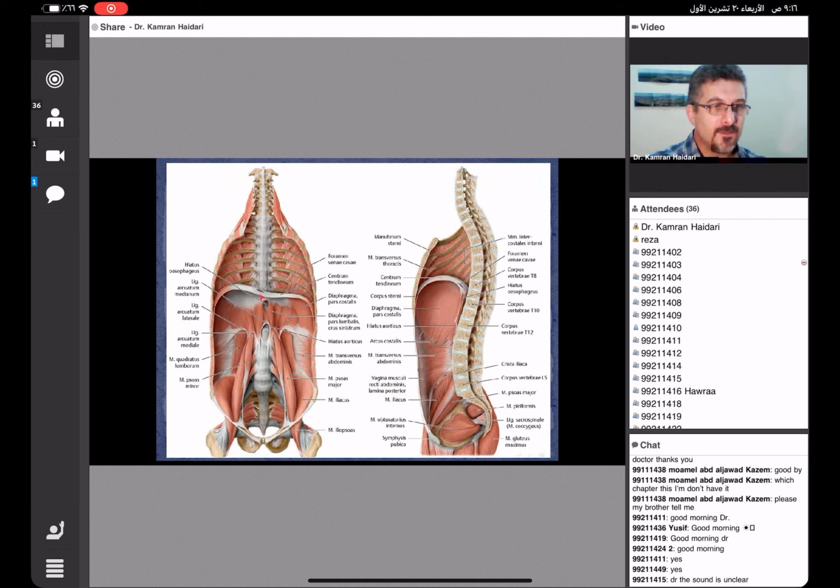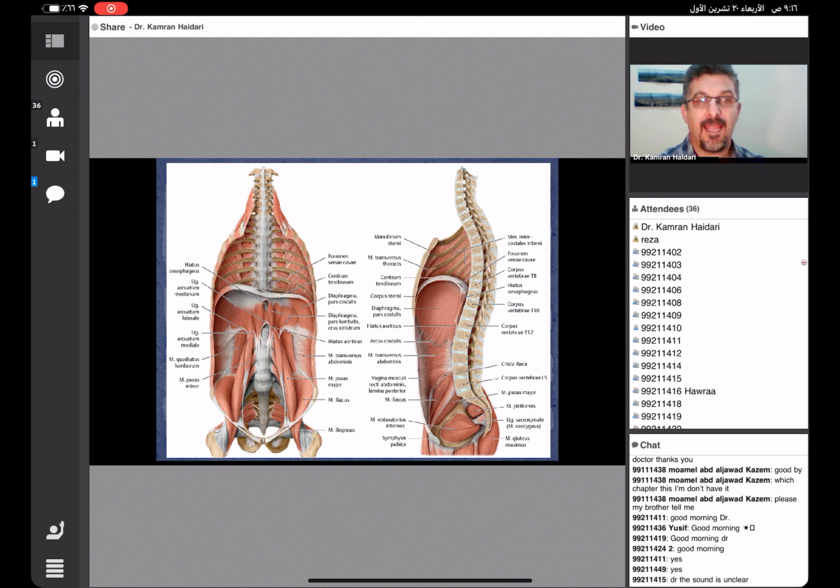This is the foramen for the vena cava vein in the right leaflet of the central tendon. Okay, the muscular attachment, some of the muscular attachment of the diaphragm is sternocostal. I mean that it arises from the internal surface of the lower part of the sternum, xiphoid process, and the adjacent ribs.